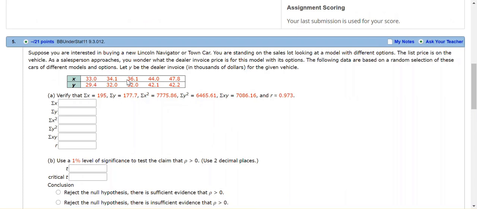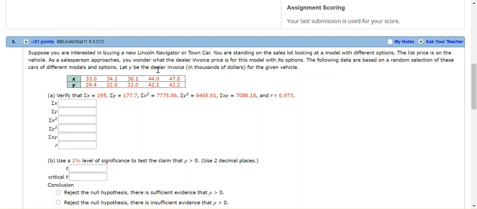So we're interested in buying a new Lincoln Navigator or town car, and you are looking at different models with different options and the list price for the vehicles. The salesperson approaches and you wonder what the dealer invoice price is for the model with this option. The following data are based on random selections of these cars and different models and options.